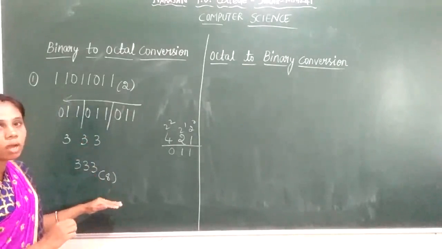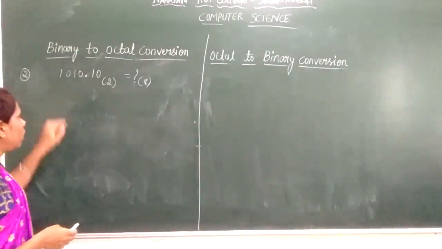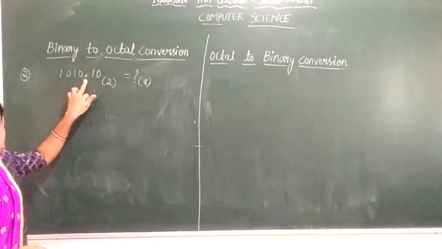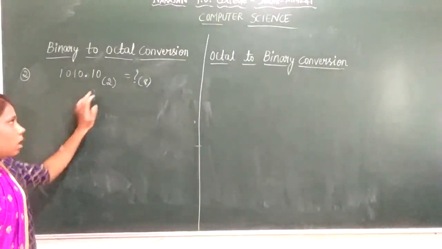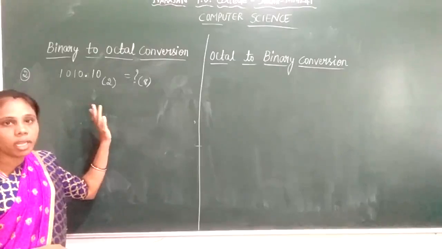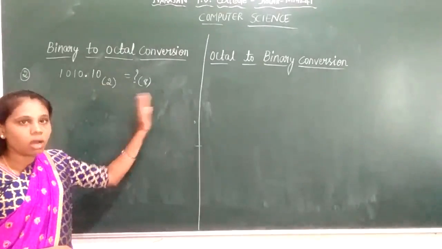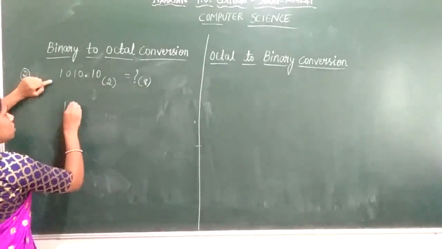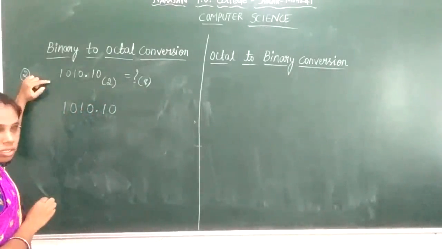Now we will see what happens when we have a decimal point. When we have a decimal point, you may need to add zeros. If you want to add any zeros after the decimal point, you can add them towards your right side. Now I take 1 0 1 0 . 1 0. These are the given digits.